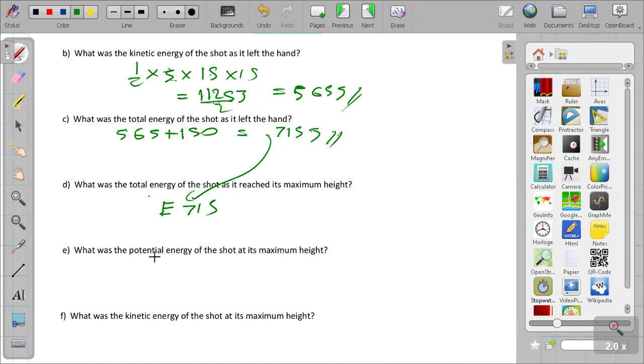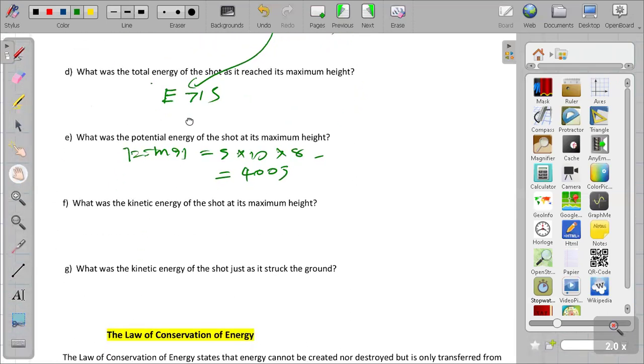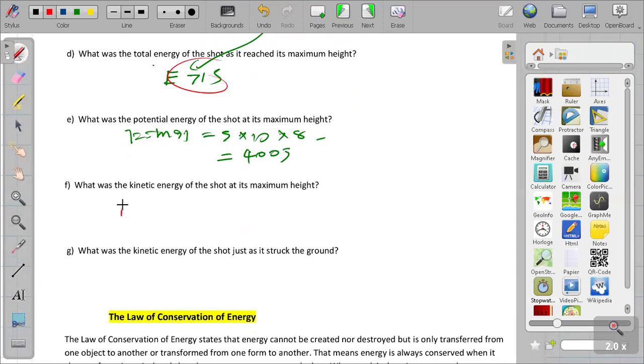What is the potential energy at the maximum height? Potential only, mgh. That's 5 times 10 times the height, 8. 5 times 8 is 40, 40 times 10 is 400 joules. What is the kinetic energy at the maximum height? You have to subtract it from the total. EK equals 715 minus 400, so it is 315 joules. What is the kinetic energy just as it struck the ground?